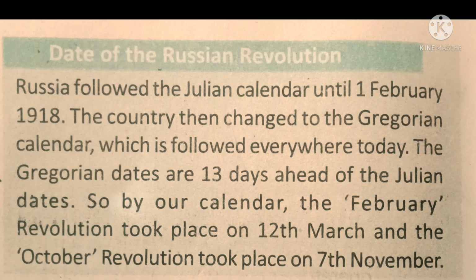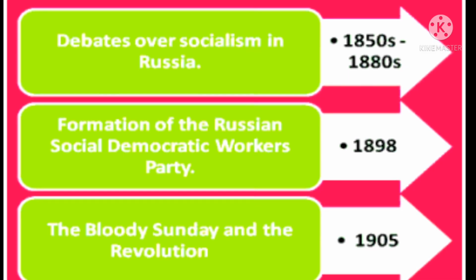Let us learn about the Russian Revolution. Russia followed the Julian calendar until February 1918. It then became the Gregorian calendar used worldwide. Gregorian dates are 13 days ahead of the Julian dates. Therefore, according to our calendar, the February Revolution took place on 12th March and the October Revolution took place on 7th November. Now, let us see the timeline chart.